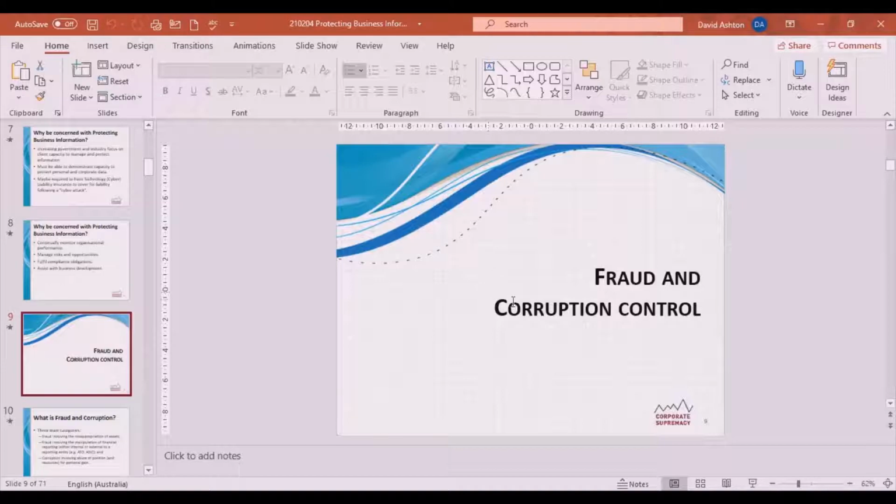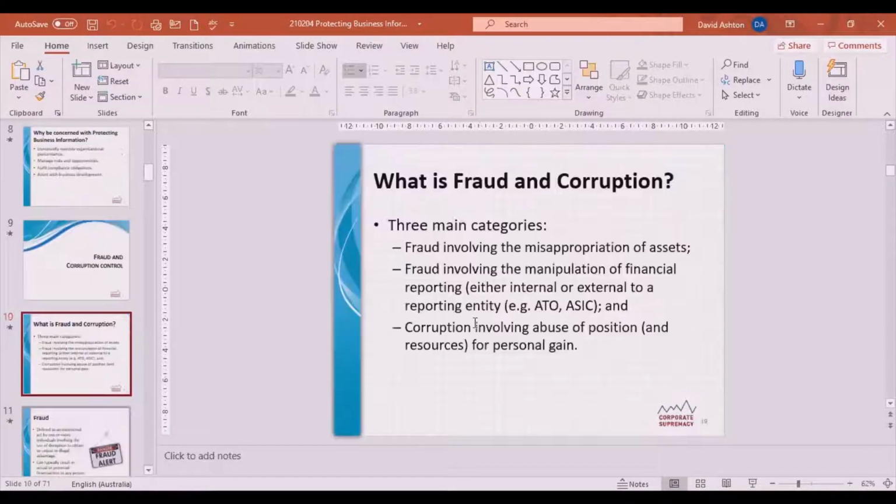So as I said, it's about understanding the issues now so that, in terms of growing your business, you can adopt these policies and procedures as you go along. So what is fraud? Misappropriation of assets. That's someone using the company vehicle for private use when they're not supposed to. Manipulating financial reporting, so you're not providing correct information to regulatory bodies. And abuse of position for personal gain.